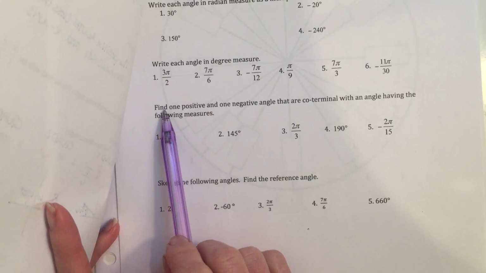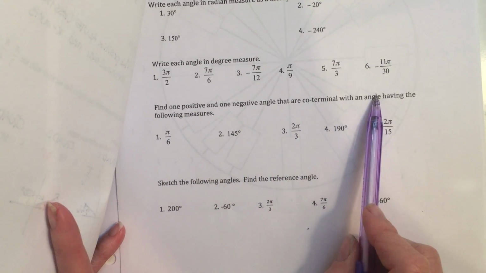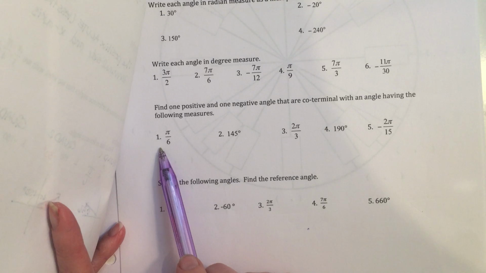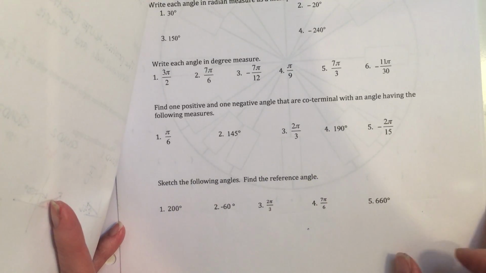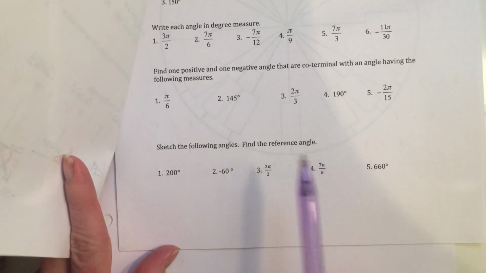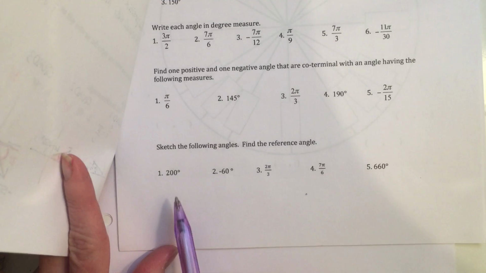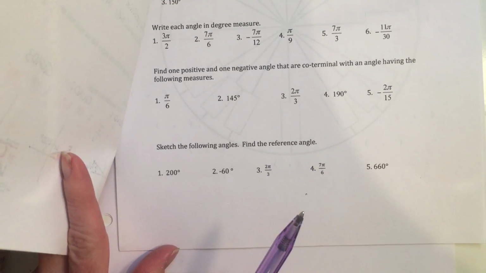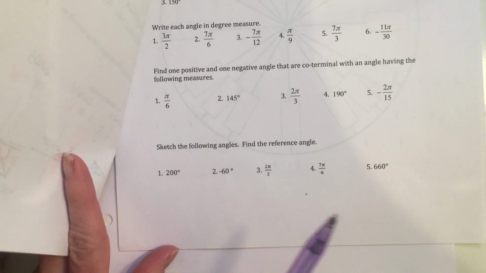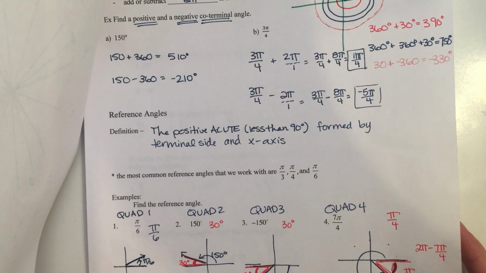So this is what we worked on yesterday, finding one positive and one negative coterminal angle. So you're given radians and degrees, and you have to find one positive and one negative coterminal angle. It says sketch the following angles, much like up at the top, but you're actually going to find the reference angle, which is another topic that we learned yesterday. It's in your notes from what we did in the class yesterday on this page.